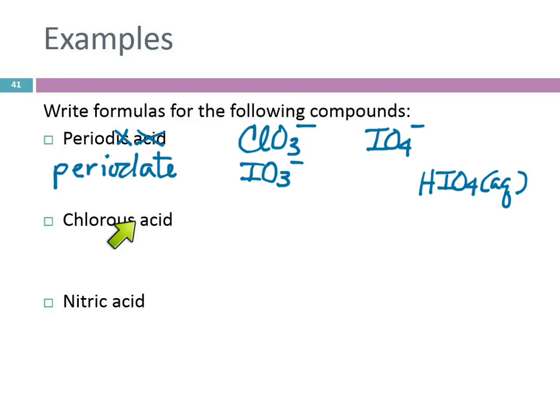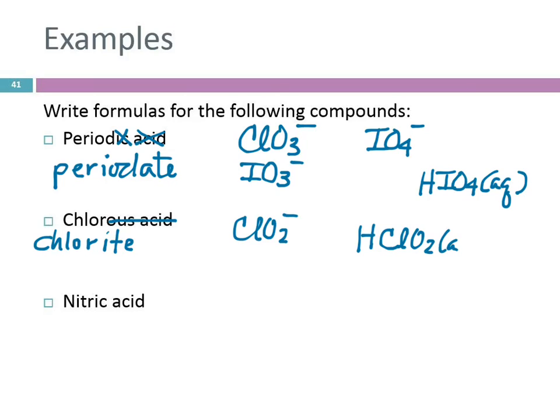How about this one? Chlorous acid. Well, the ous came from ite. So I'll get rid of that. I'm going backwards. That's from chlorite. Well, that was chlorate. Chlorite is the light version. ClO2. One less oxygen than the regular chlorate. The charge is -1. I need 1 hydrogen. HClO2 aqueous. Chlorous acid.